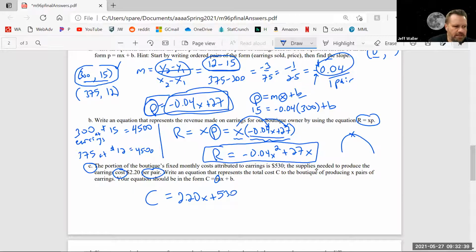So why does this make sense? The cost is 530. That's probably the cost of materials, or if I order these from somebody else, the cost to do that, and the cost of advertising, the cost of whatever. You guys with me? That's all my overhead costs. And every time I make another pair of earrings, doesn't it go up by 220? Isn't that slope? Okay, maybe.